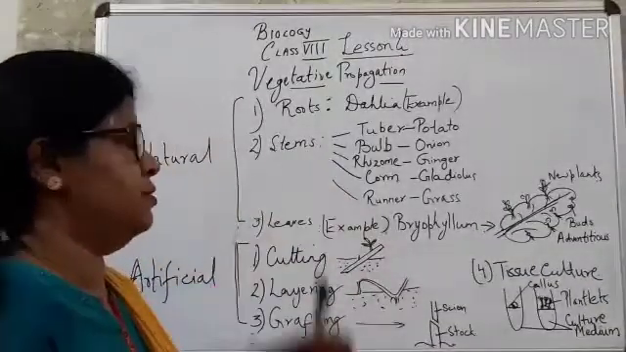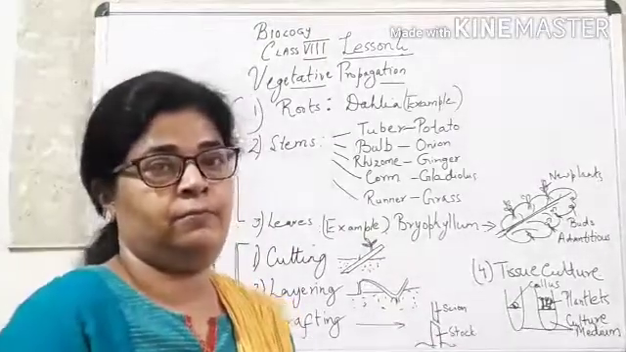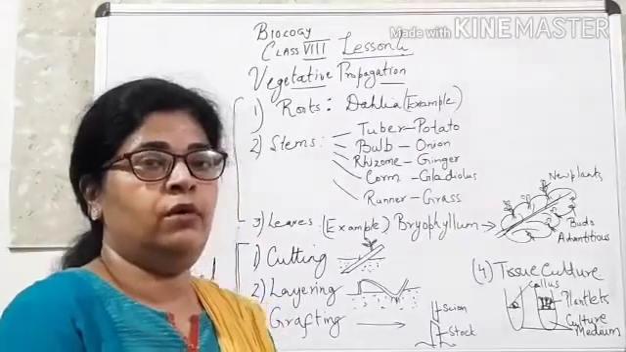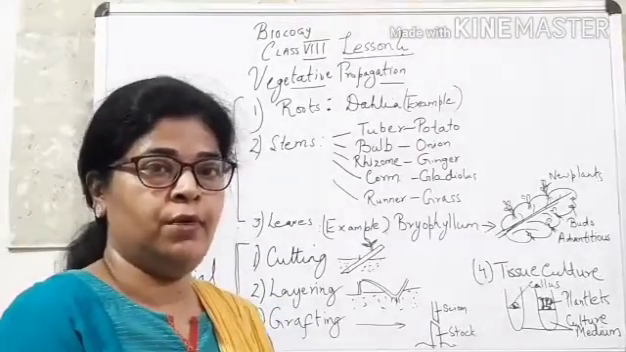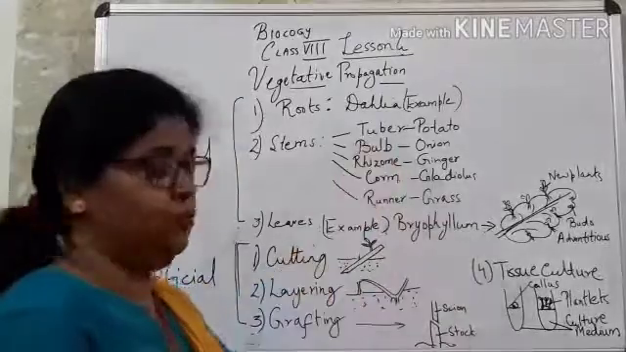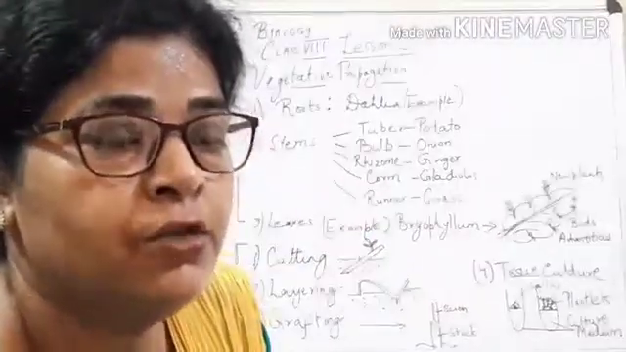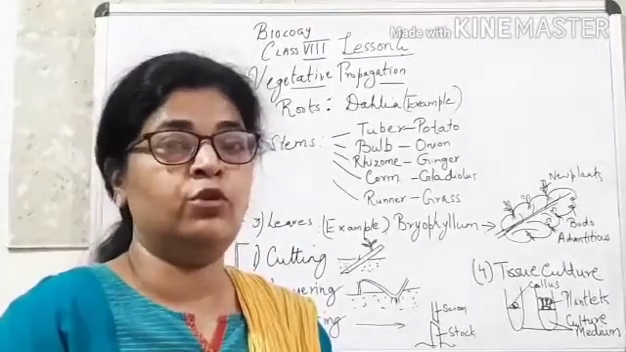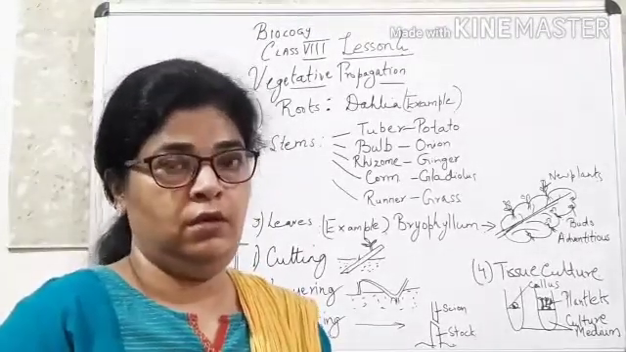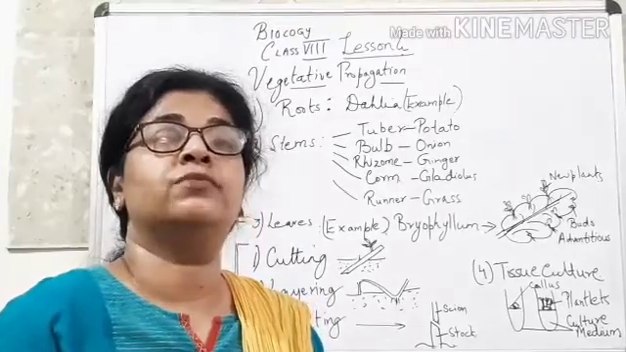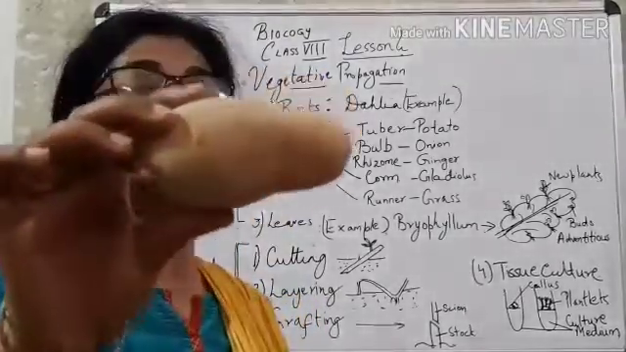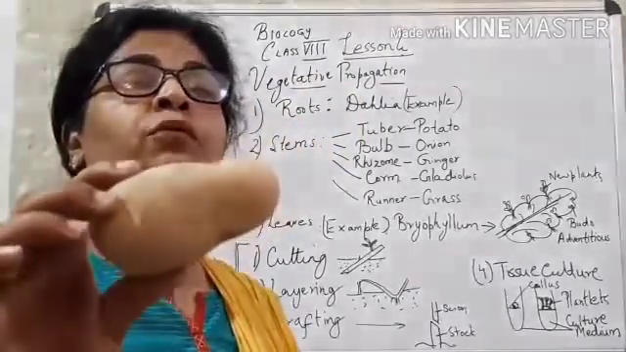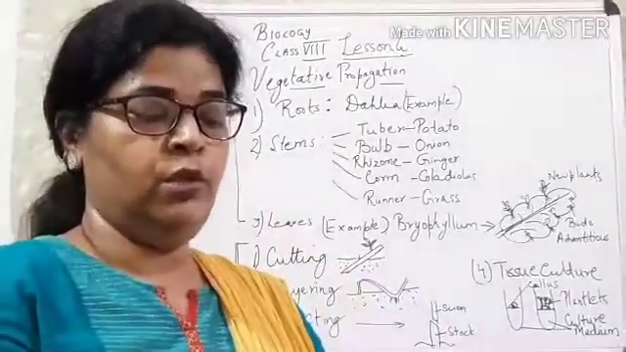Now we have stems. Stem is a vegetative part of the plant, and there are 3-4 ways in which the stem can produce. The first is tuber. All of you have seen a tuber. Tuber is a rich underground stem storing food which we are using as a vegetable. The most common example is potato. Potato is a tuber and it is capable of producing new plants through its eyes.